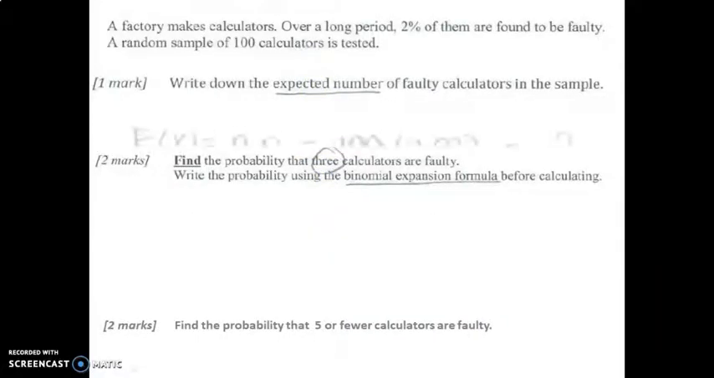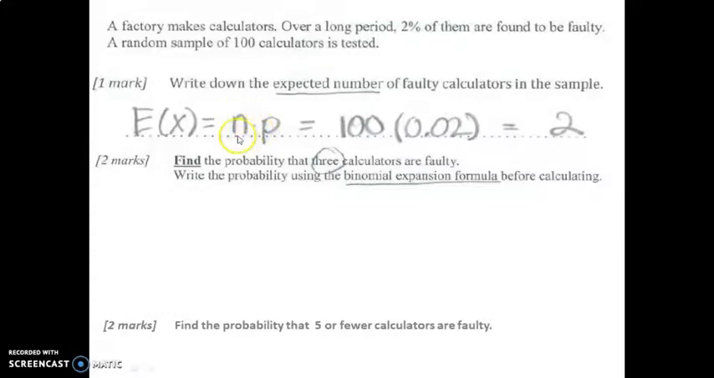Okay, to do the expected value, we just do the number of trials, which is 100, times the probability of failure or faulty calculators. So multiply that, we are expecting to see 2 of these calculators to be faulty. Okay, part 2 or B. Find the probability that 3 calculators are faulty. Okay, so now we are running a trial of 100 calculators. We know the 2% are faulty and we want to see that 3 are faulty. So run your binomial distribution on that.